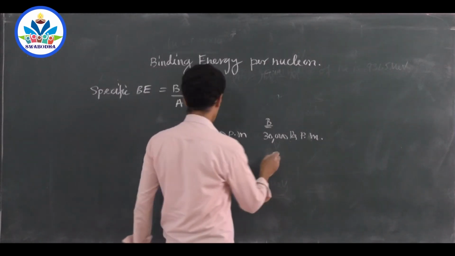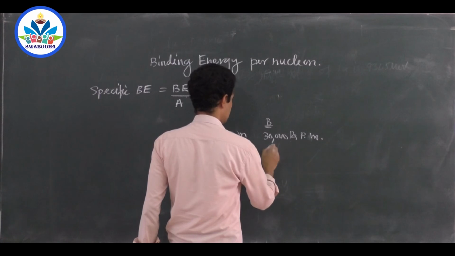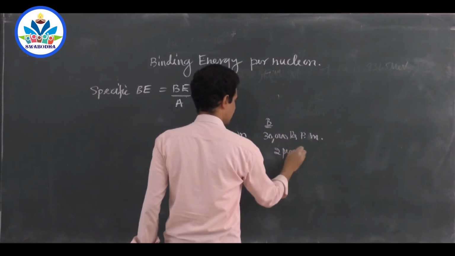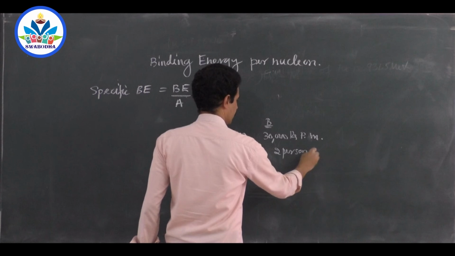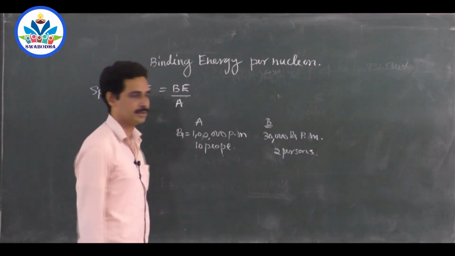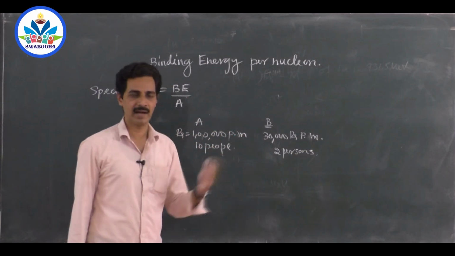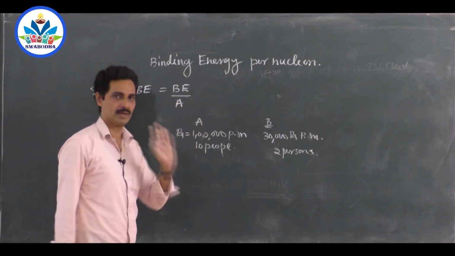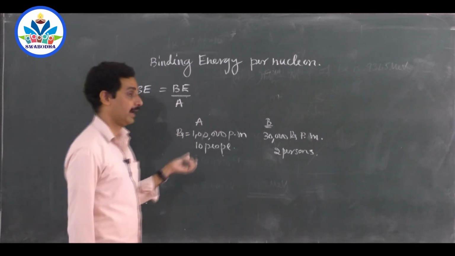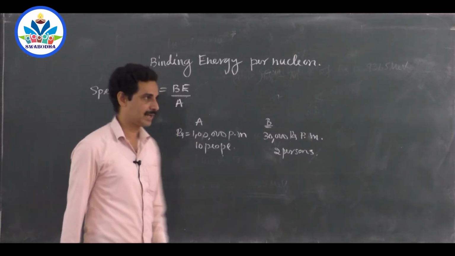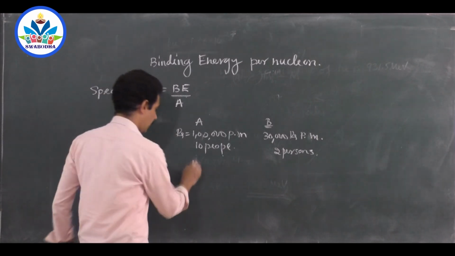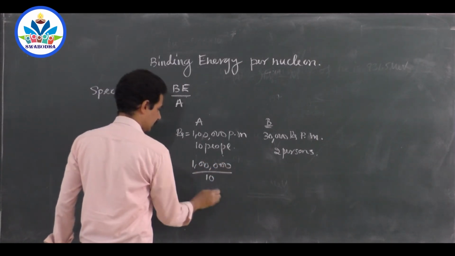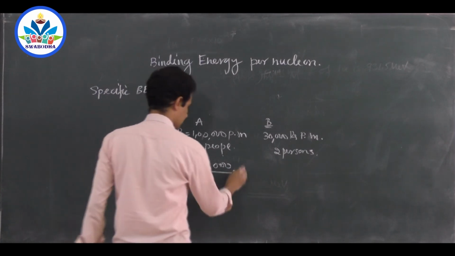Suppose person B has only two persons, he and his wife, right? And here there are 10 people: he, his wife, children, grandchildren and all. So all are in a single house, all depending on person A only. Now what is the amount of money each person will get here? He has to spend 1 lakh rupees on the 10 people, and each person will get 10,000 rupees.